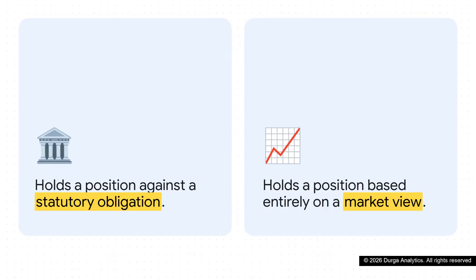Then you have the speculative desk, which holds a position based entirely on a market view. And here is the kicker. The exact same market event frequently pushes these two desks in completely opposite directions. A sudden price spike, well, that's a massive win if you're holding a long speculative view, but it's an absolute nightmare for an uncovered compliance shortfall.